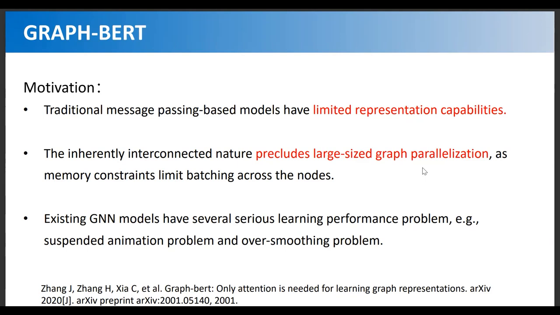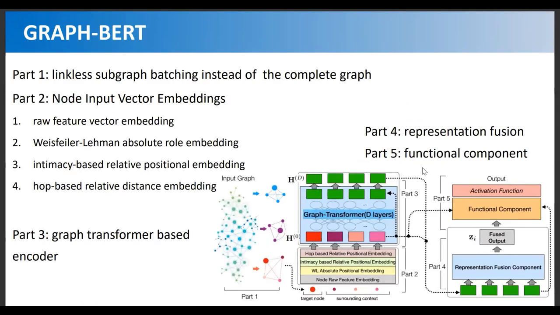So another work somehow addresses this problem by defining a smaller subgraph. For each node in Graph-BERT, they will sample a smaller subgraph around each target node as its neighborhood. And in this subgraph, they will then drop the links and regard it as a fully connected one and feed it into a transformer structure. In Graph-BERT, they also introduce different positional encoding methods.